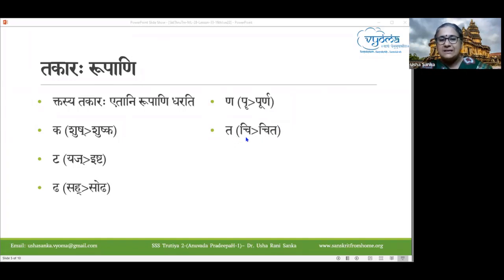Then the ta is also one form. Like ta is the basic form. I should have put it in the beginning. I thought I'll put it in alphabetical order. Then dha, jagdha, dagdha, all that. Daha becomes dagdha, ad becomes jagdha. So sometimes the dhatu also changes form.